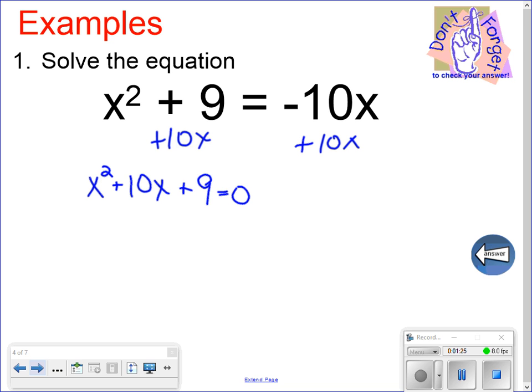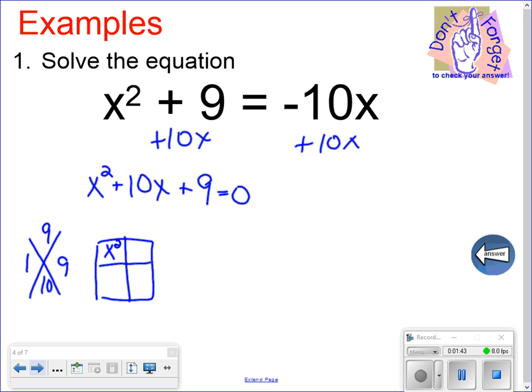Then we factor. Remember when we're factoring trinomials, we can use product sum. So the product of 9, the sum of 10, so two numbers that multiply to give us 9, add to give us 10, that would be 1 and 9. Again, if we use the box, x squared goes in the top box, 9 would go in the bottom, and then we put 1x and 9x, and then we figure out what our two factors would be. So x times x gives me x squared, x times 1 gives me 1x, x times 9 gives me 9x. So I know that my two factors are going to be x plus 1 and x plus 9.